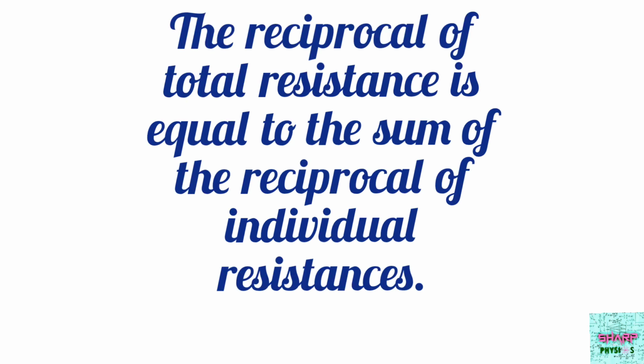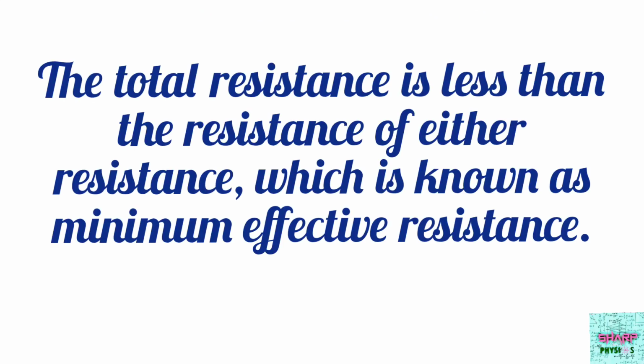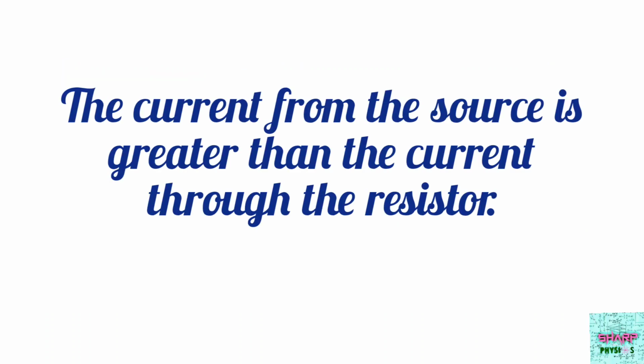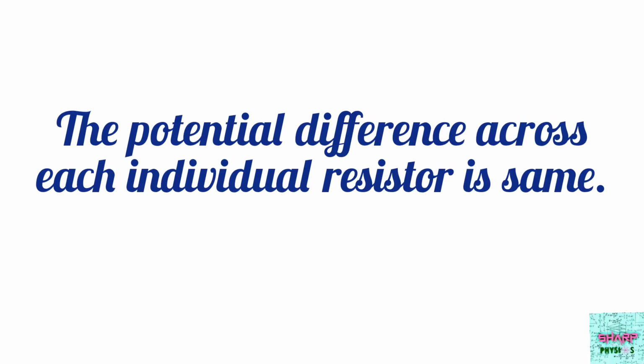First point, the reciprocal of total resistance is equal to the sum of the reciprocals of individual resistances. Second point, the total resistance is less than the resistance of either resistor, which is known as minimum effective resistance. Third point, the current from the source is greater than the current through each resistor. Last point, the potential difference across each individual resistor is the same.